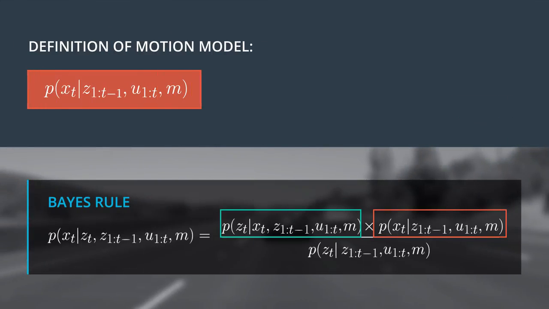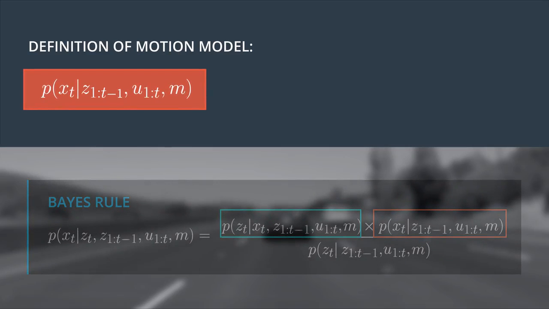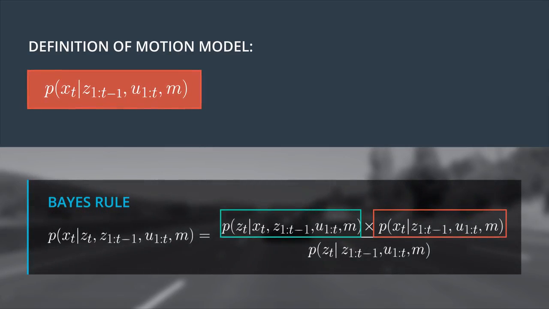What you see here is again the definition of the motion model. The problem here is that we have no information where the car was before, at time t-1. This means no information about the previous state xt-1. Now my question is, what kind of rule or law can we use which will help us here?